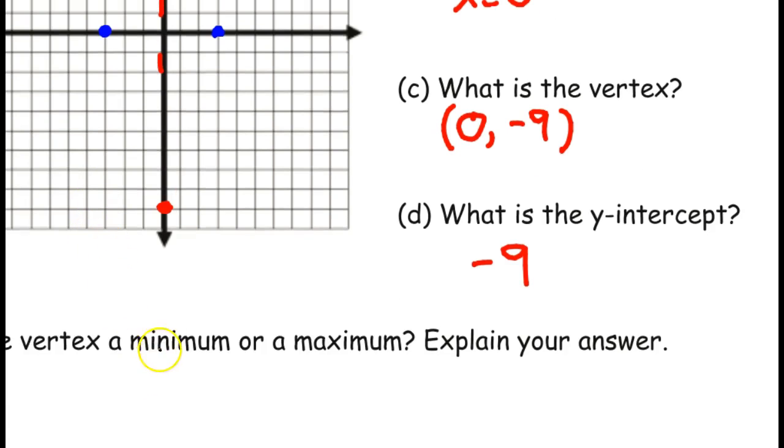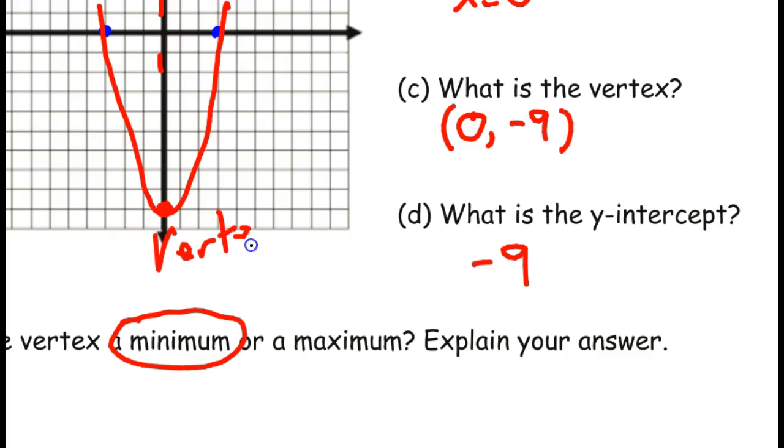And once again, because it's opening upward, right? This is opening up. We know the vertex is a minimum. Right? This is the vertex. It's at the bottom of the graph, right? It's up here, and it goes way down, and it starts going back up, so it's a minimum. There we go.